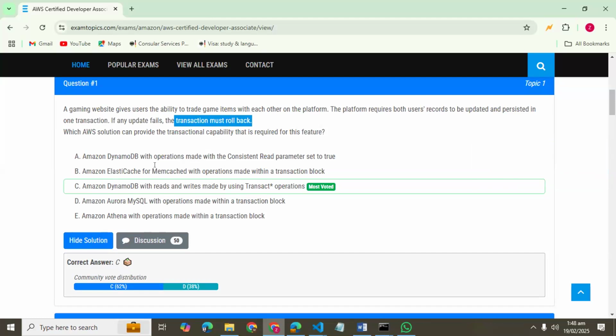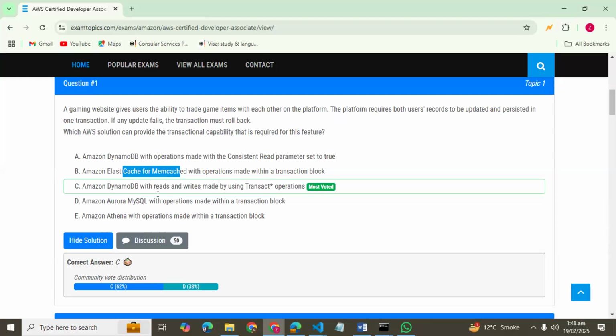And why not the other options? Because the first option has read-only operations. We don't only need read operations, we also need write operations. Why? Because once our transaction fails, we need to remove it from the database, right? And the other options, like ElastiCache and Memcached, why are they not suitable? Because ElastiCache or Memcached is only used for caching, to cache our data and speed up queries or the database process. But it is not used for transactions or rollback, right?